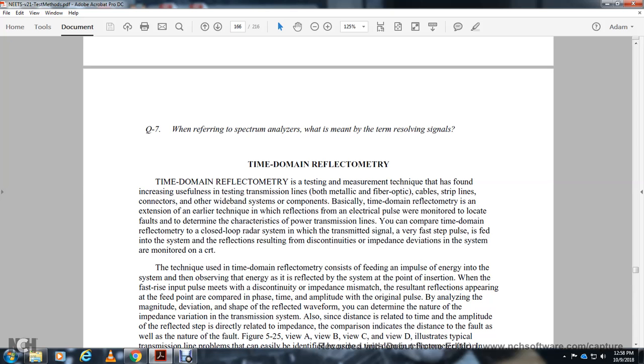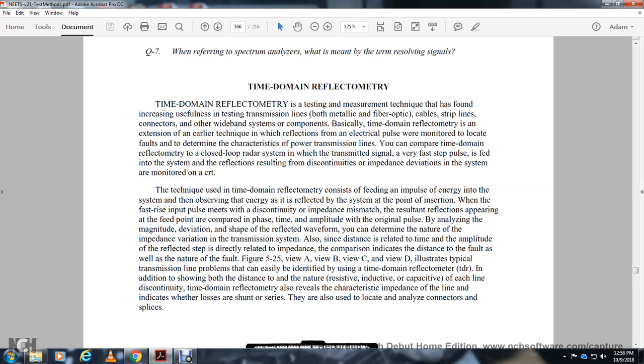Time domain reflectometry is like a closed loop radar system, with the transmitted signal a flat step pulse fed into the system, and the reflection resulting from discontinuities displayed on a cathode ray tube. The technique of time domain reflectometry is considered as feeding a pulse of energy into the system and observing the energy reflected within the system at the point of insertion when the pulse passes through.